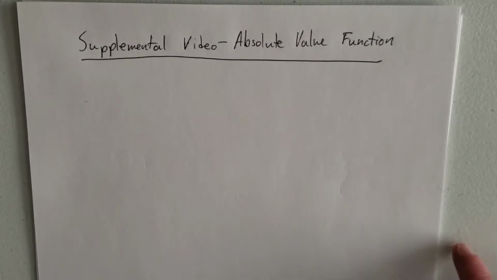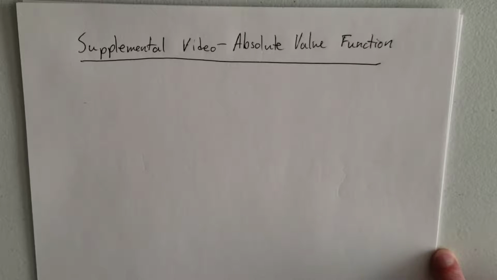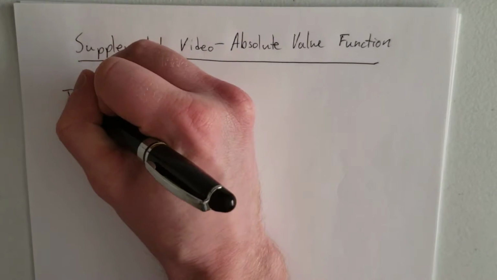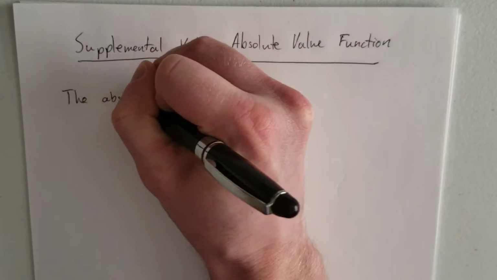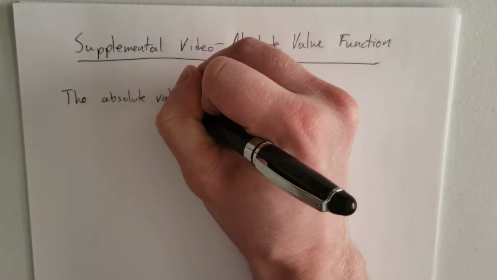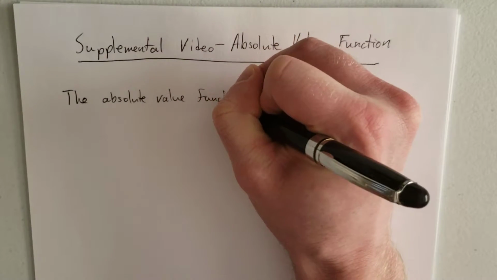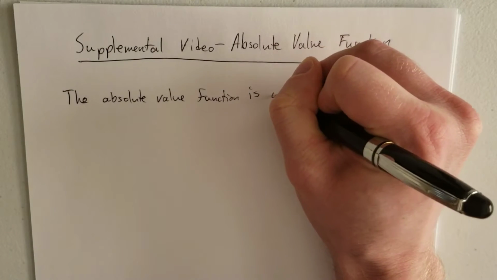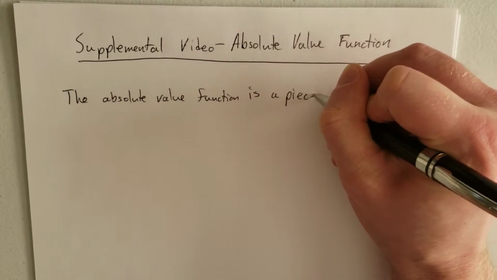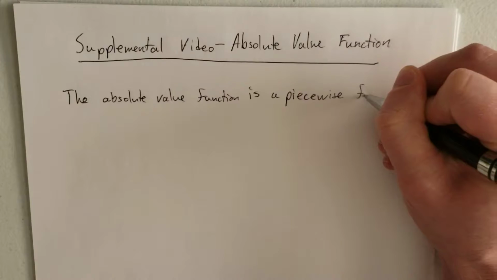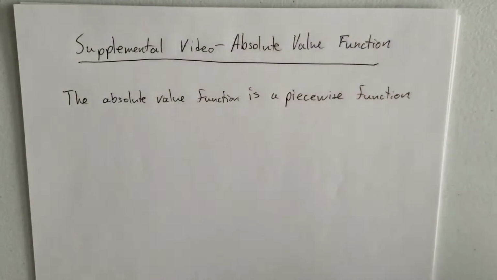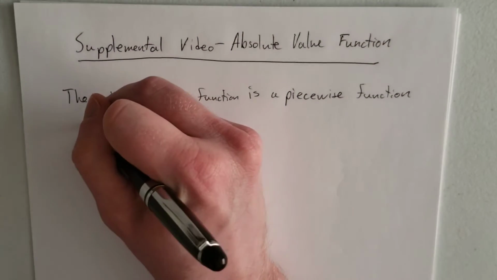In this video, we're going to have a supplemental video on the absolute value function. And to discuss this, I really want to say that the absolute value function is a piecewise function, and that's how we should think of the absolute value function. So I'll write that out. The absolute value function is a piecewise function. So let's write out what piecewise function it is.